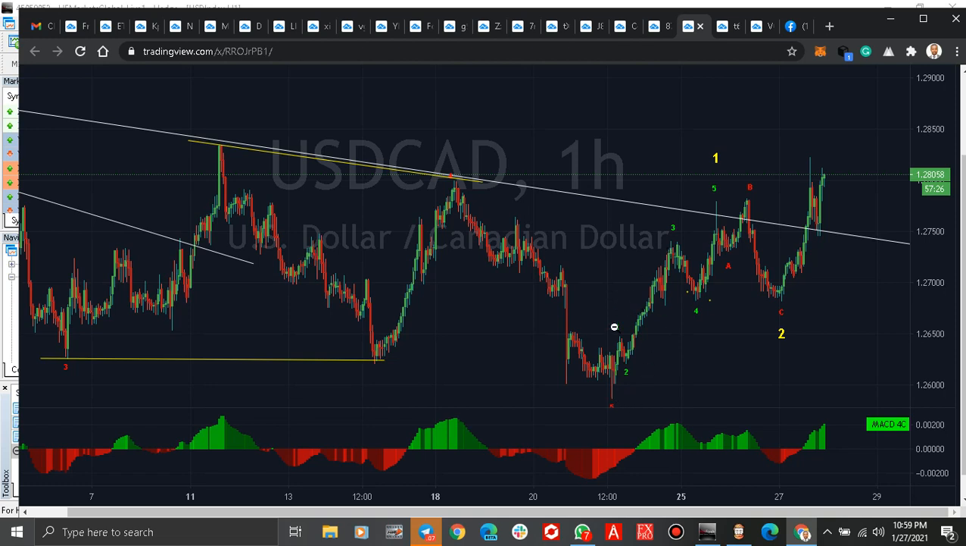You can count this wave: 1, 2, 3, 4, 5. You can see irregular correction A, B, C. So this is an example of irregular correction because we have C closed above the start of wave A, and I can tell you that this is wave 2 and wave 3 has started. So you can see this very clean bar will not do much. Anyway, let's wait for tomorrow and next. I believe that wave 3 has started. Okay, that's for USD CAD.